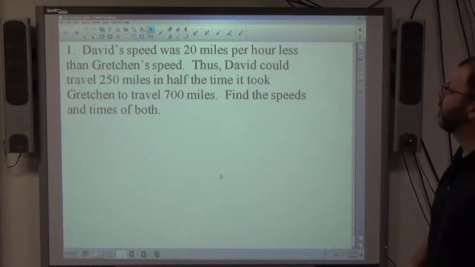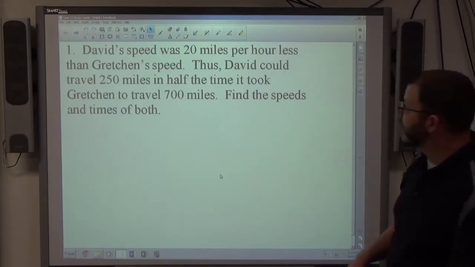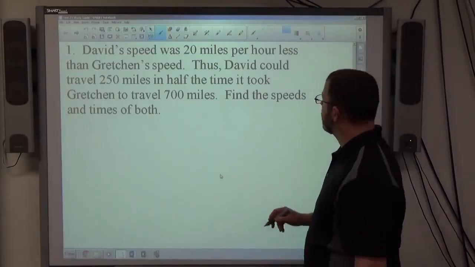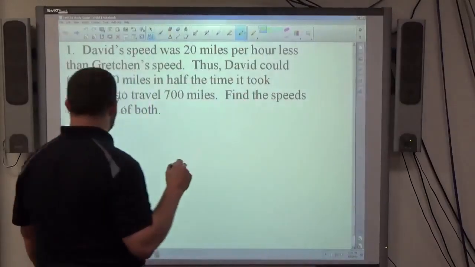Okay, number one, David's speed was 20 miles per hour less than Gretchen's speed. Thus, David could travel 250 miles in half the time it took Gretchen to travel 700 miles. Find the speeds and times of both.